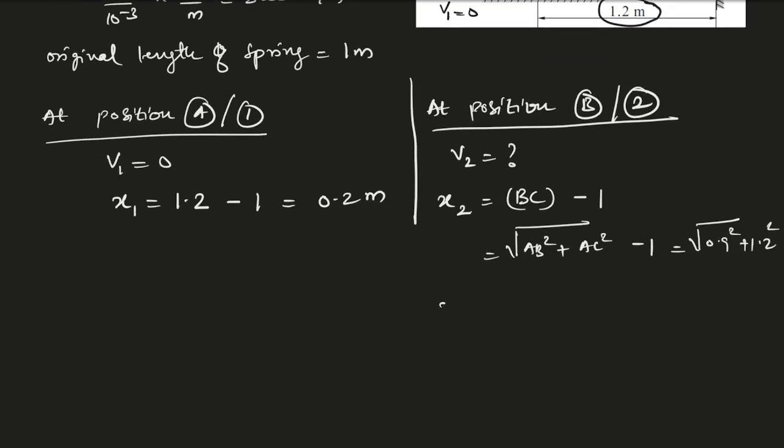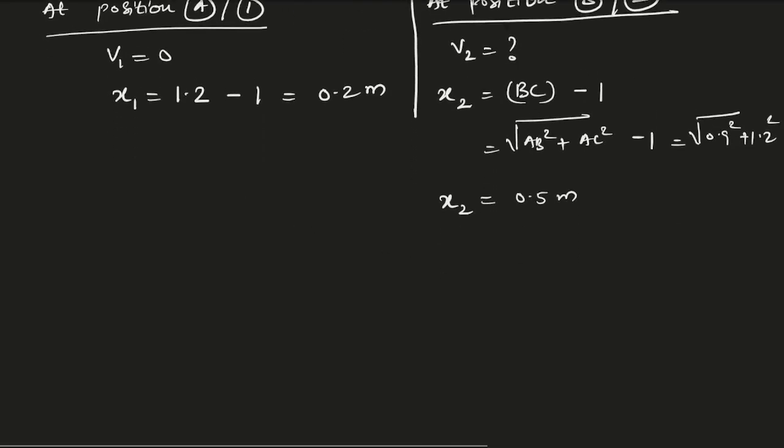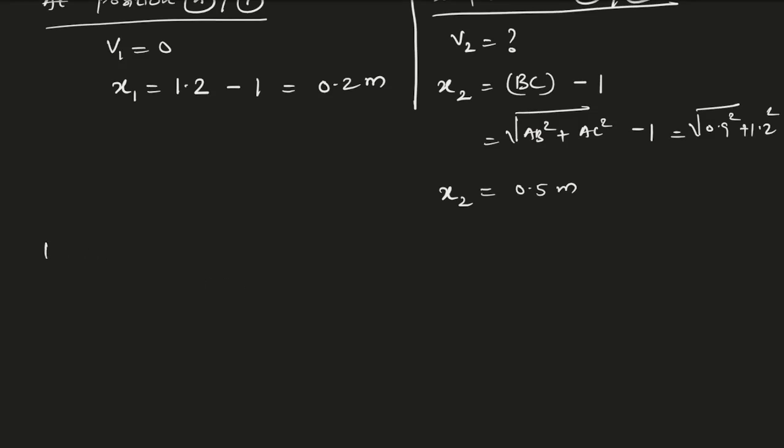It gives the value of 0.5. x2 is equal to 0.5 meter. Okay, so we found out two values, x1 and x2 as well. Now by the work-energy principle, the formula is: work done is equal to change in kinetic energy.